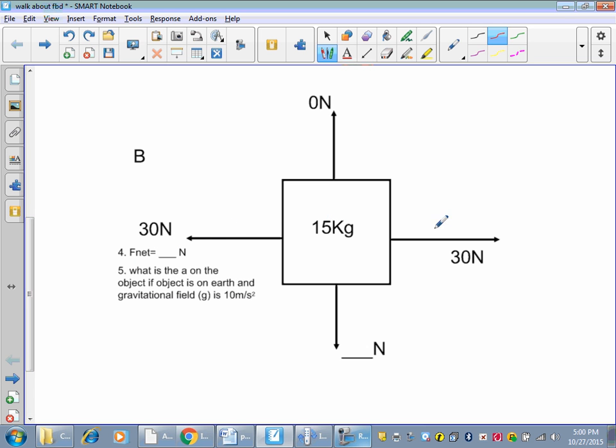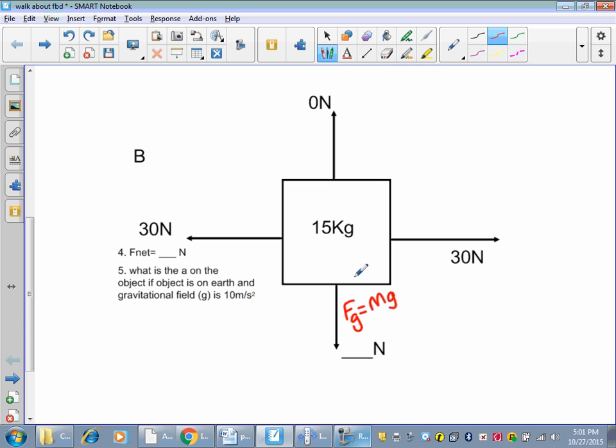Force net. Oh boy, I have to add these up. So in this way, it's zero, right? 30 minus 30. I have zero here, but I have a blank here. But what did I say to do? This downward vector, you always want to label it. Force, what force is pointing down? Gravity. What was the equation? Mass times your gravity, your gravitational field.